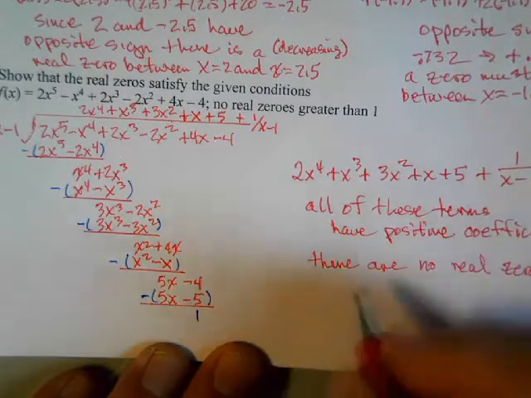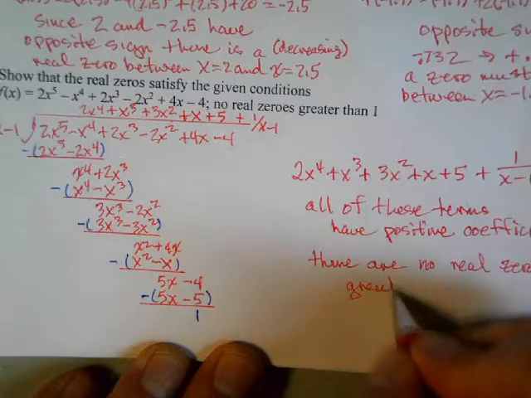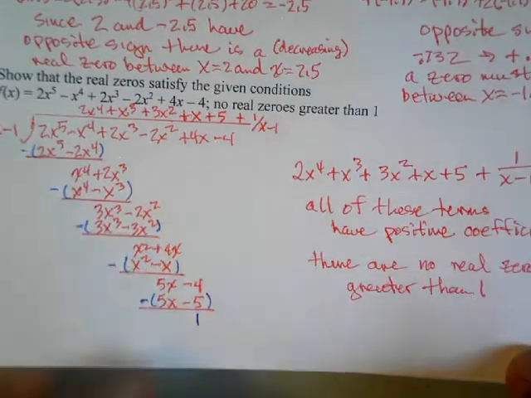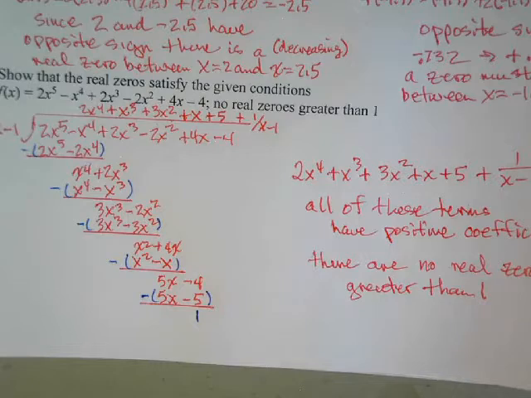So it can't be like 2 or 3 halves or 10 or anything else. It doesn't have any real zeros. The graph does not go through the x-axis at any value greater than 1. That's what that's telling us.